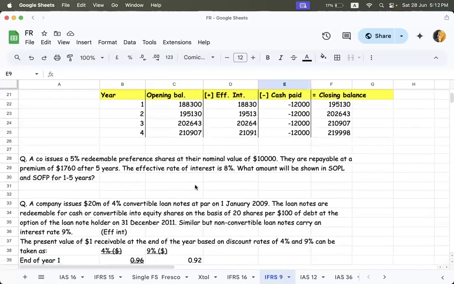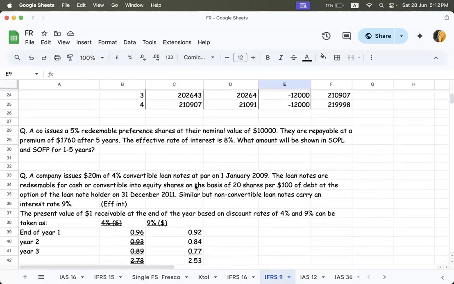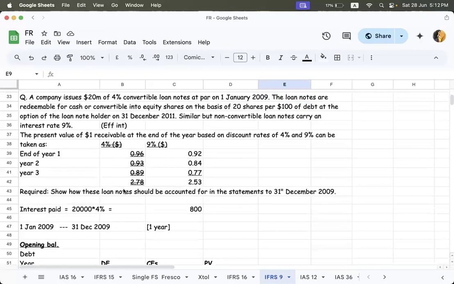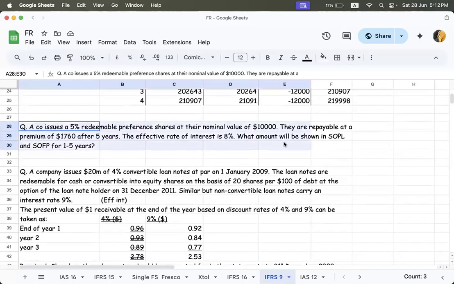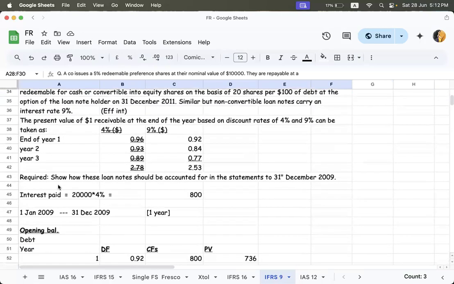Let's see the second question. The second question is the same as the first question. So this is homework for you. We'll do this question.